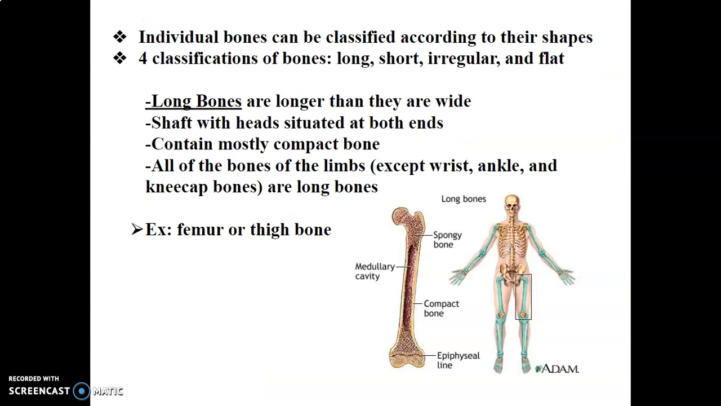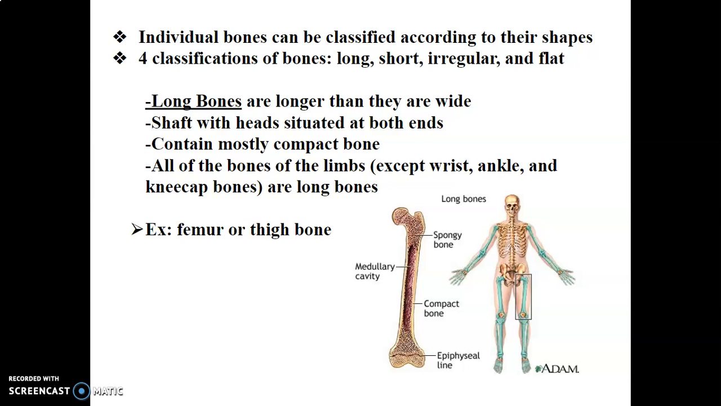So let's get a little more diverse in our classification of bones. Individual bones can be classified according to their shapes. There's 4 main categories, so stick with me on these. All bones in our body, all 206, fall into one of these categories of bones.